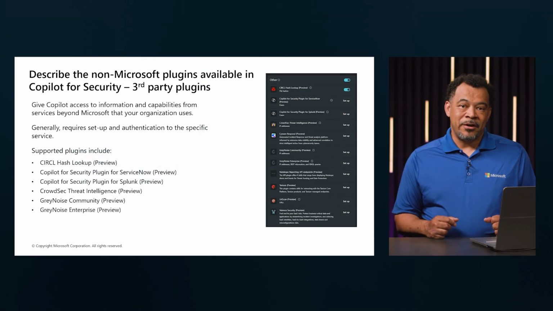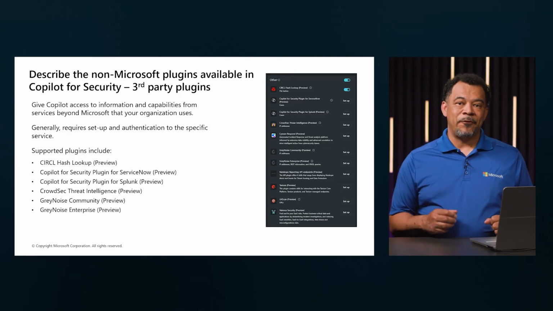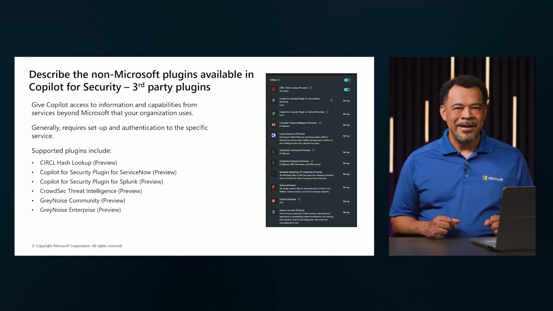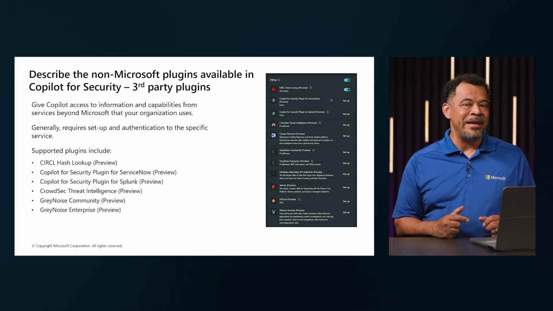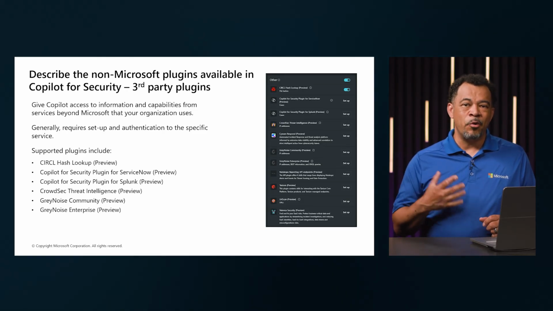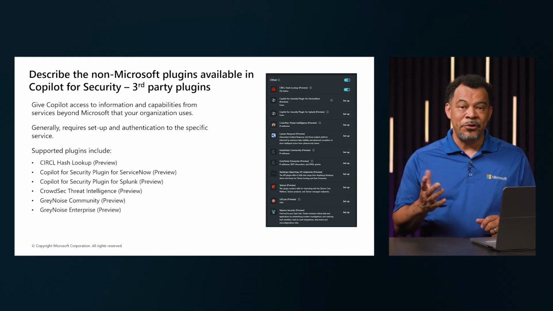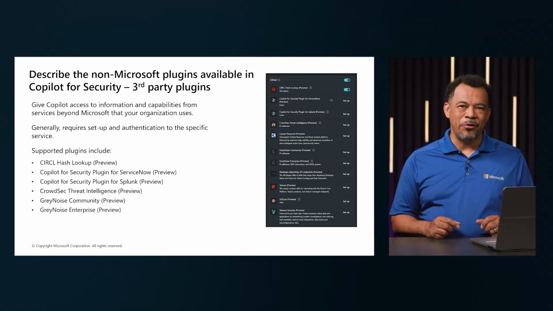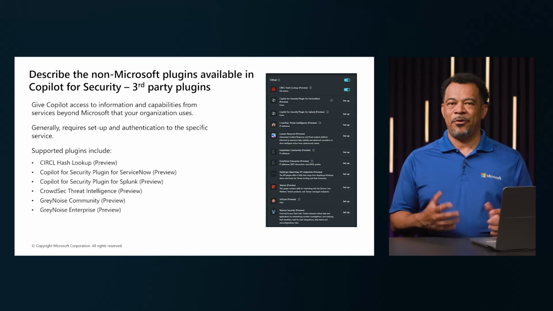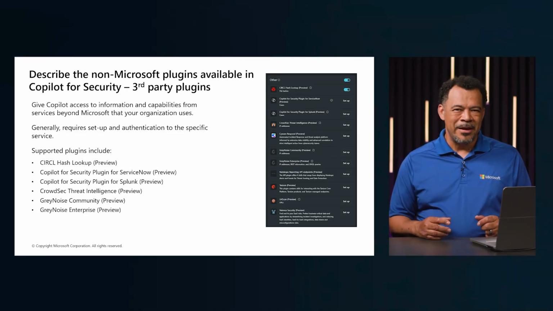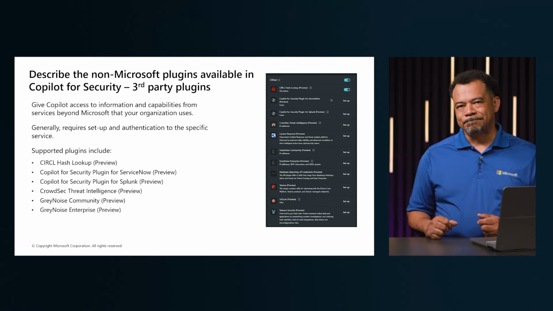In addition to Microsoft's own tools, Copilot for Security also supports a growing list of third-party plugins. These plugins let Copilot tap into services your organization already uses outside of Microsoft's ecosystem, giving you a more complete view of your security landscape. To use them, you'll usually need to go through a quick setup process and authenticate with the specific service. Nothing too complicated, but it ensures secure access.